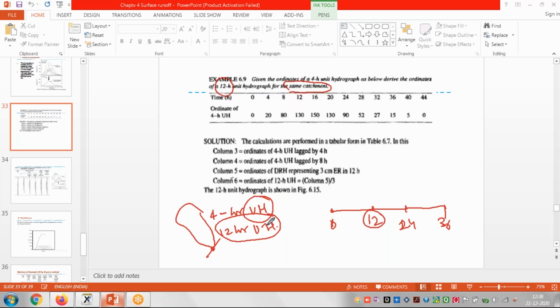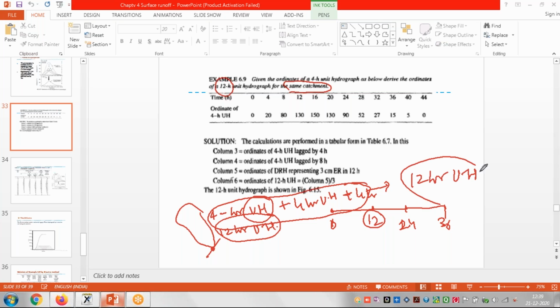You calculate this. Simply, if we know the 4 hour unit hydrograph, then plus again the 4 hour unit hydrograph, and again plus the 4 hour unit hydrograph, so 4 plus 4 plus 4, we can get the 12-hour unit hydrograph. How will we draw it like this? Is this okay?